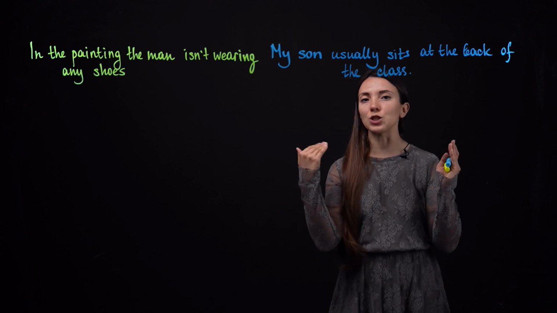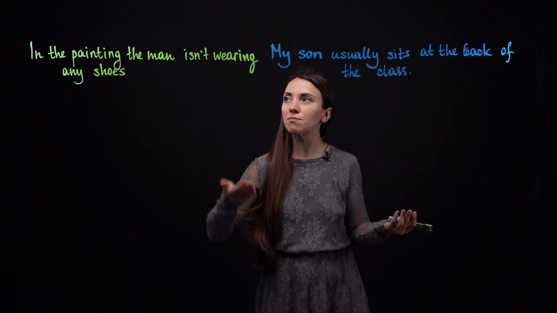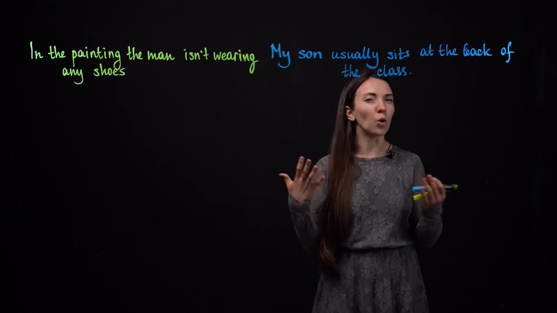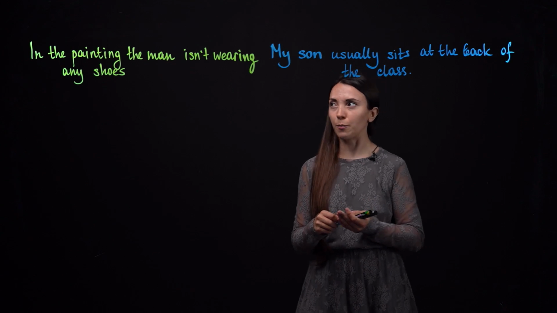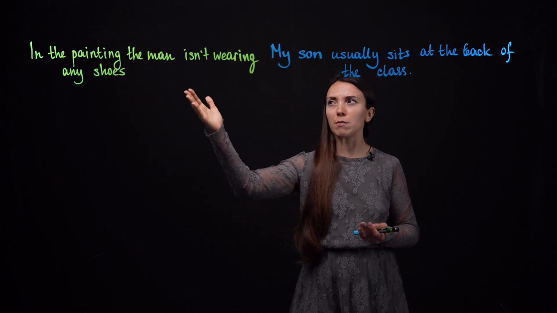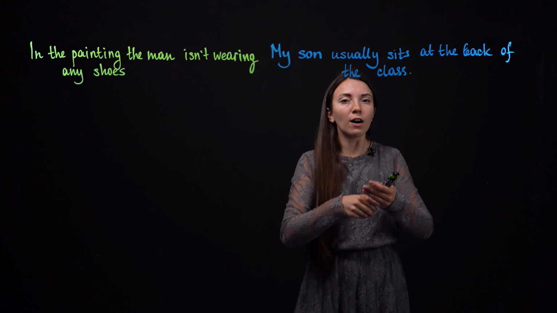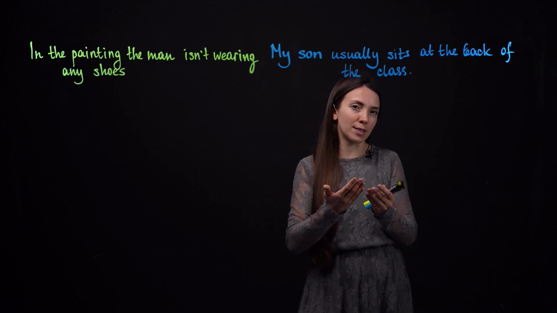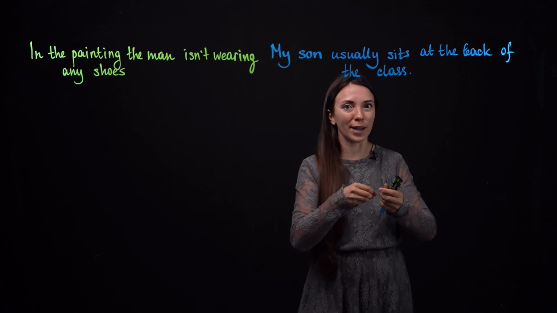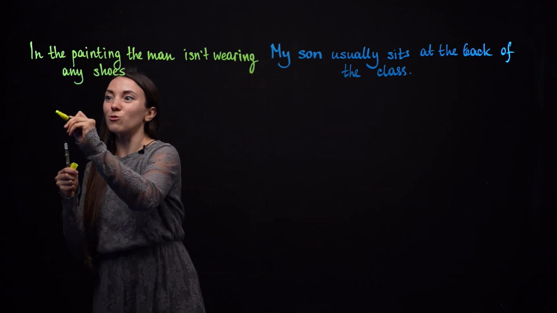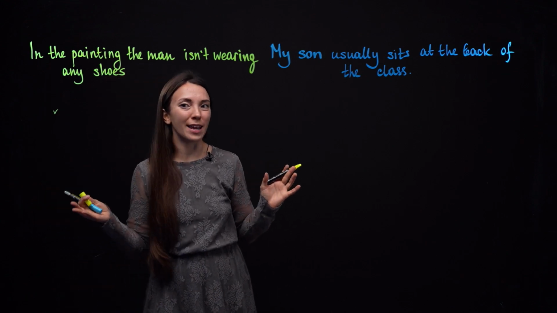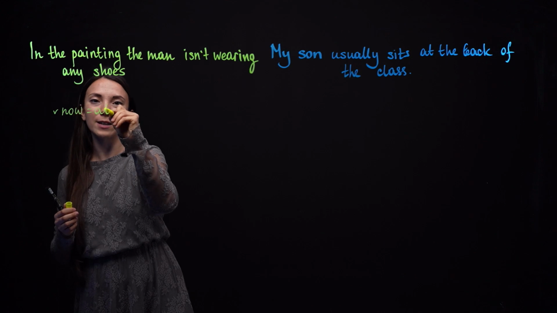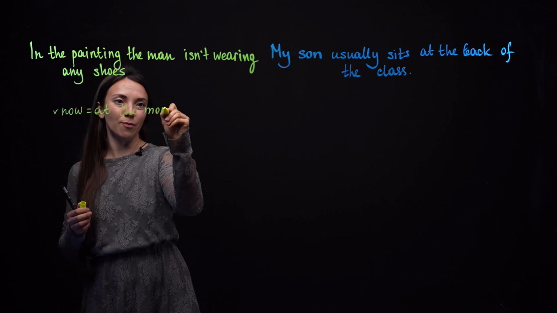Let's compare these two present tenses, the present continuous and the present simple. What are the differences between them? Okay, in the painting, the man isn't wearing any shoes. When we describe a painting, everything is happening as if it's happening right now. Like right now, the man isn't wearing any shoes. So everything is happening now or at the moment.